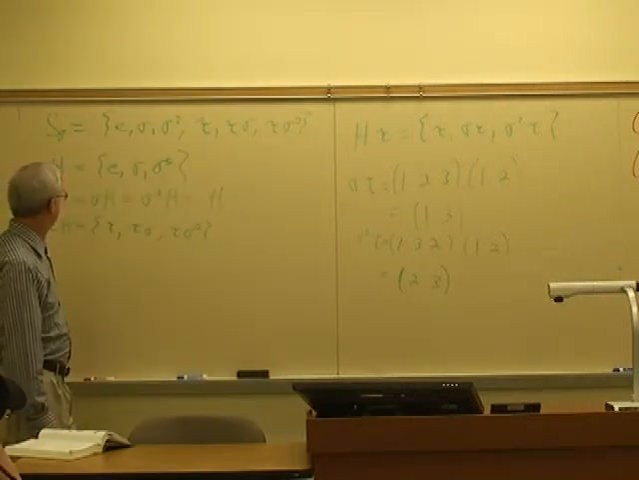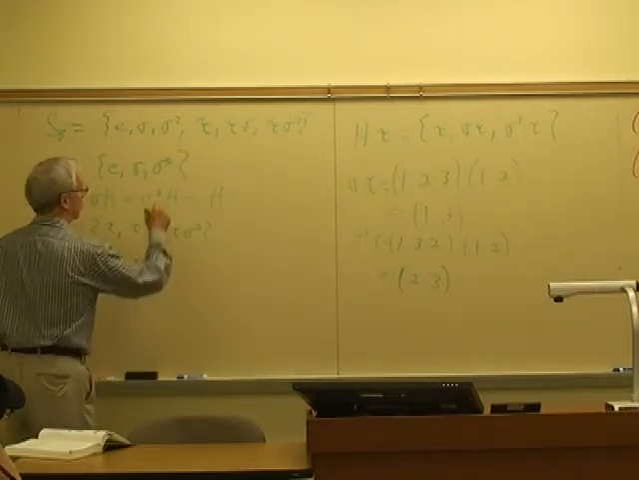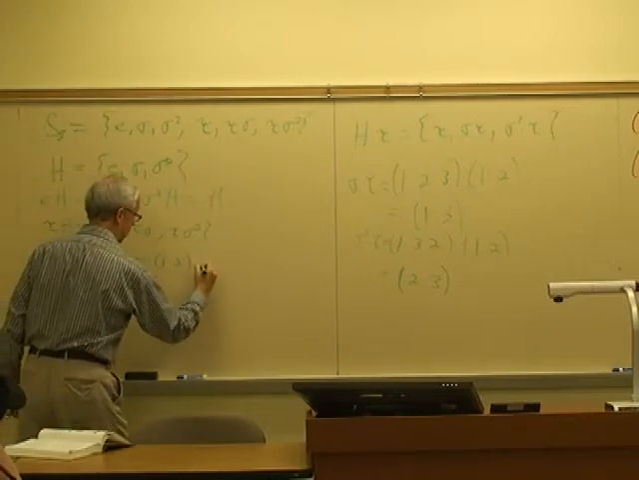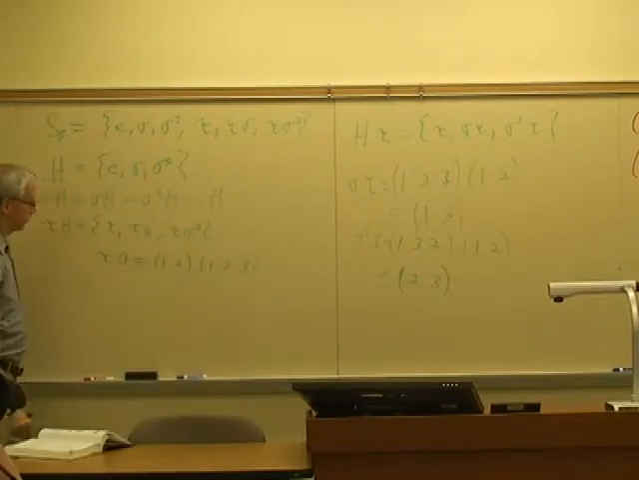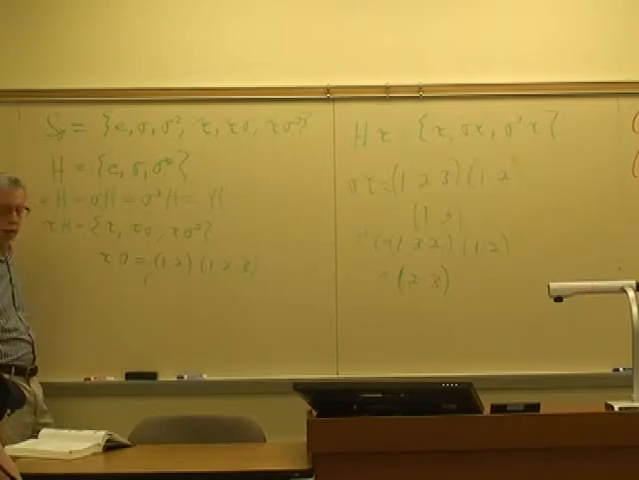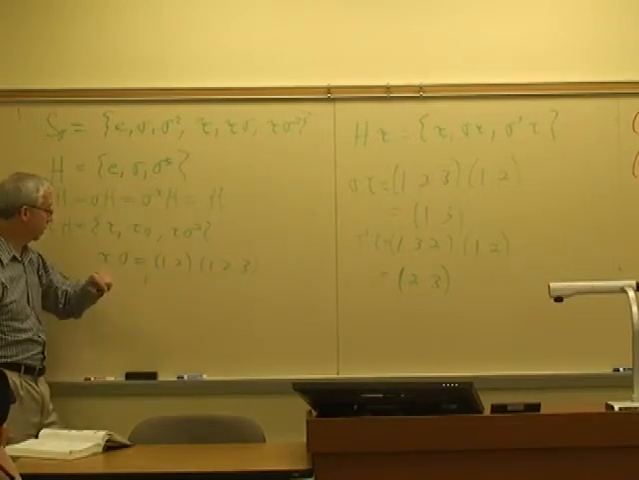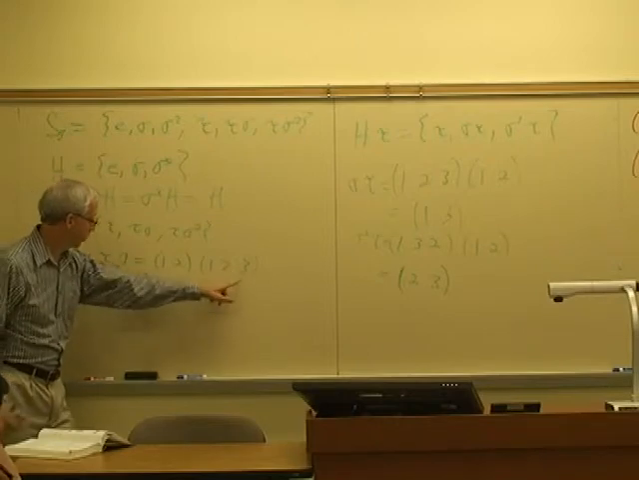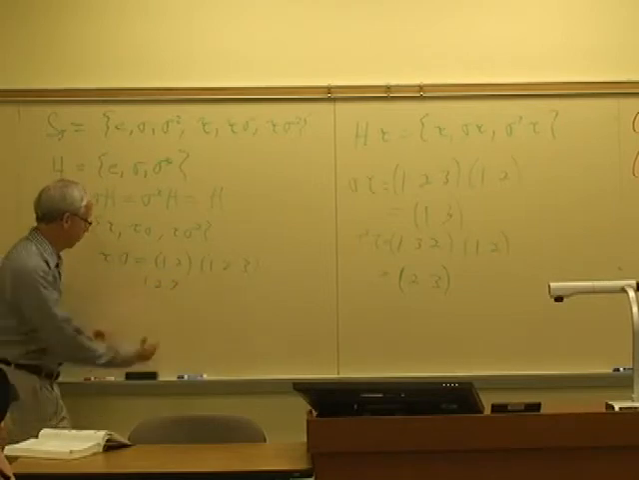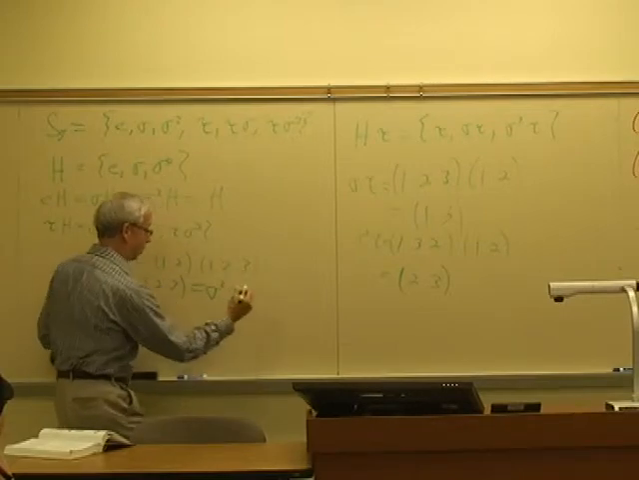Now, what are those elements actually in the group? Well, these are the real elements in the group. What is tau sigma? Well, that's 1, 2 times 1, 2, 3. So where does this send 1? One goes to 2, goes to 1, 1 goes nowhere. Where does this send 2? To 3. And where does this send 3? To 1, to 2. So notice that this is exactly equal to sigma squared tau.